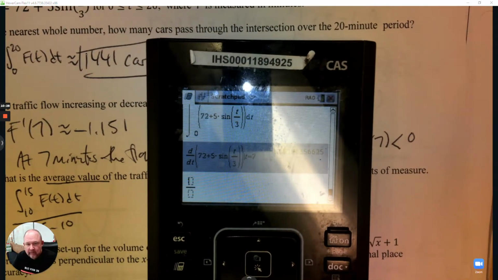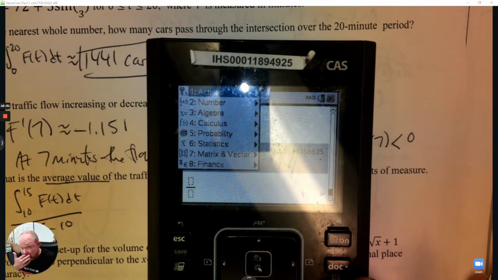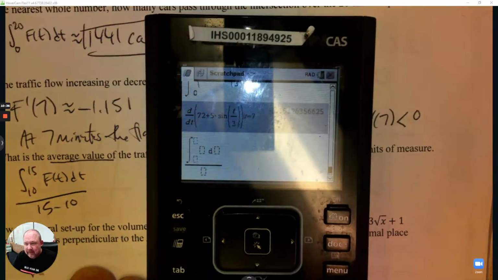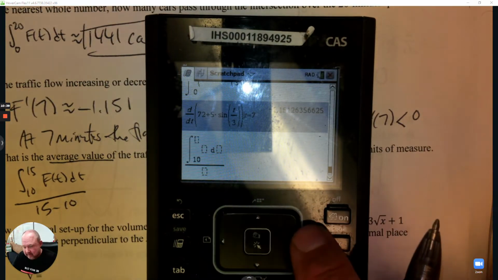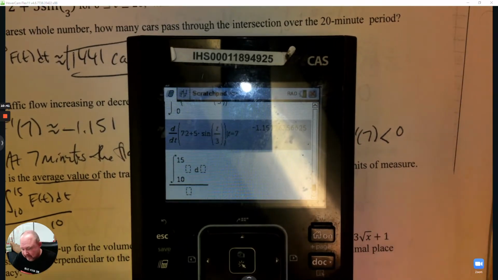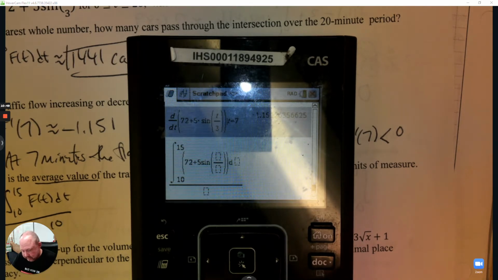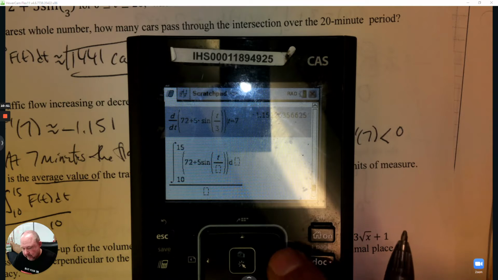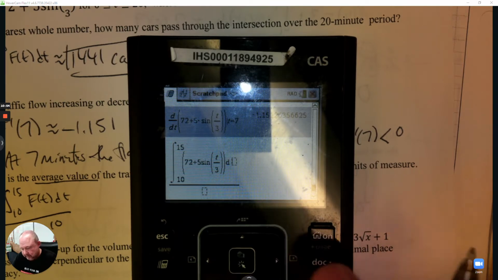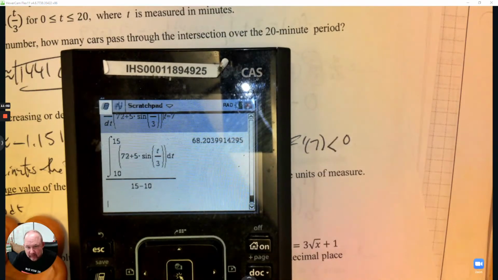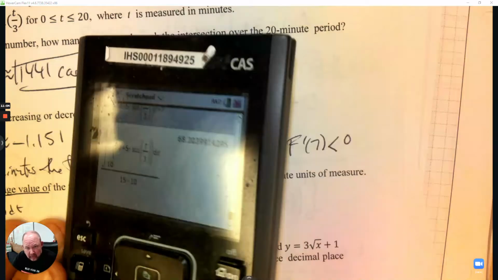All right. So we're going to create a fraction. We're going to go menu, calculus, integrate. And we're going to integrate from 10 to 15. Again, I'm going to have to type in 72 plus 5 sine t over 3 dt. And then in the denominator is 15, take away 10. So the average value is 68.204 cars.